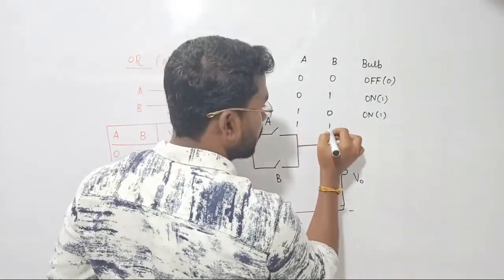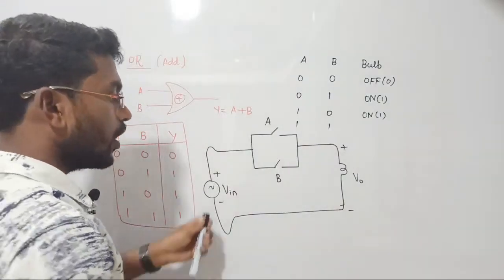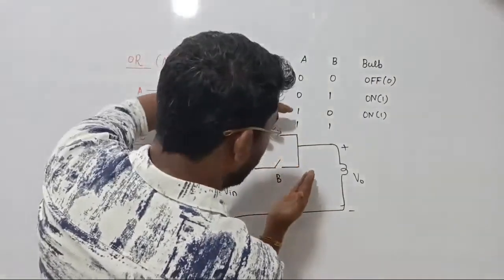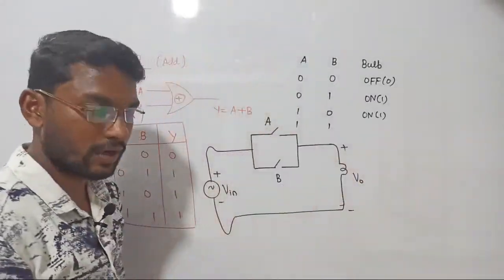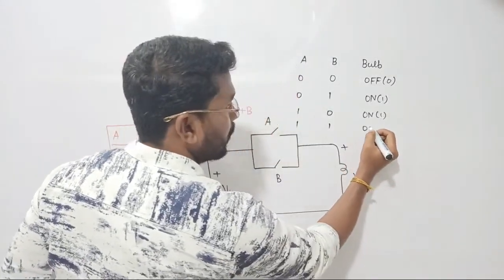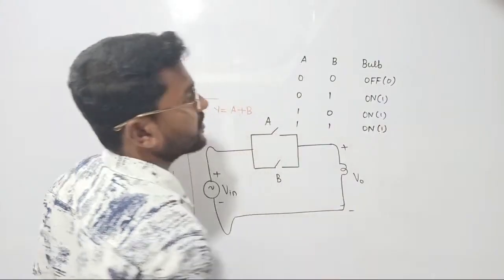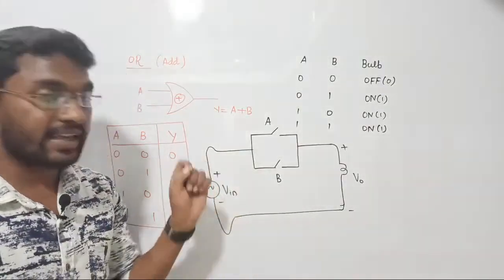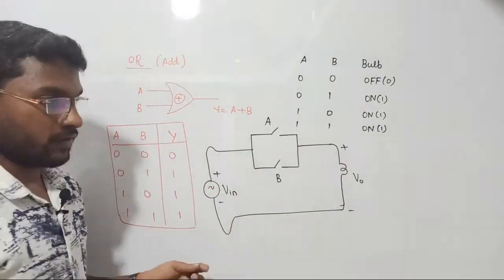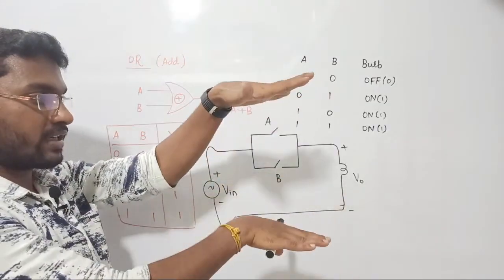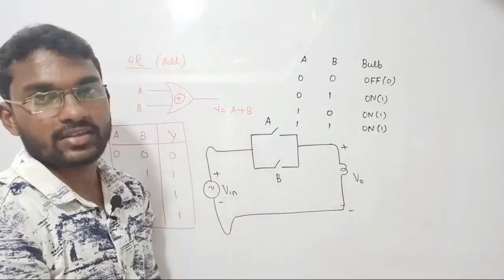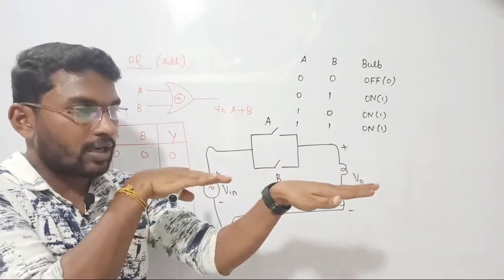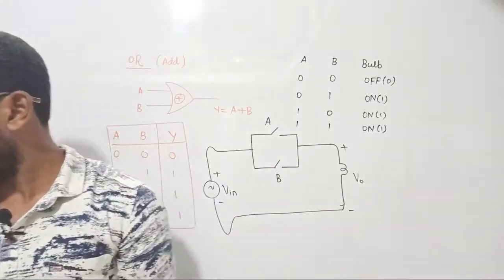Let's see 1 1. See, both of these are going to be closed. So what happens? Power will come here, it will be split up, and then they will group together again, so your output will receive the power and the bulb will turn on. It will glow and the output state is on. So this is the electrical equivalent circuit. What I have understood is that in a general circuit, if two switches are connected in parallel, they are performing the addition operation. If two switches are connected in series, they are performing cascade, that is, the multiplication operation. Clear? Let's continue our journey.